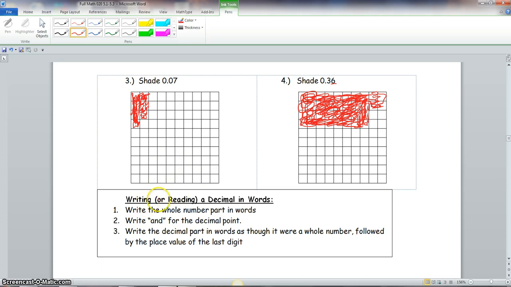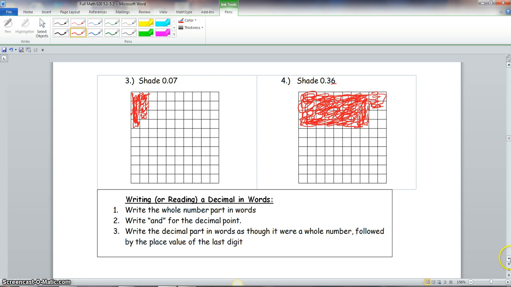Now we look here. It says writing or reading a decimal in words. Number 1, write the whole number part in words. Number 2, write and for the decimal point, which I told you earlier. Number 3, write the decimal part in words as though it were a whole number, followed by the place value of the last digit, which I just told you in problem number 4.